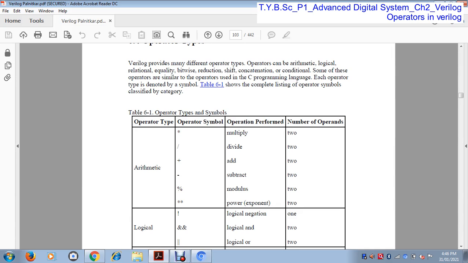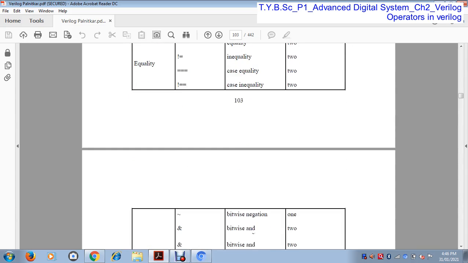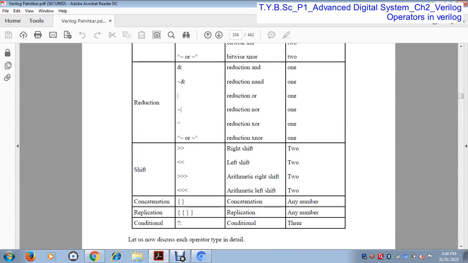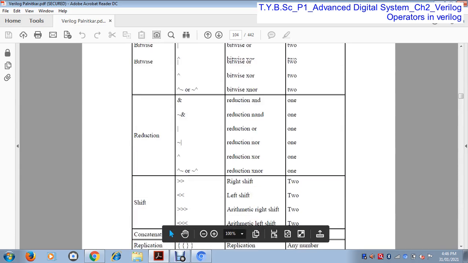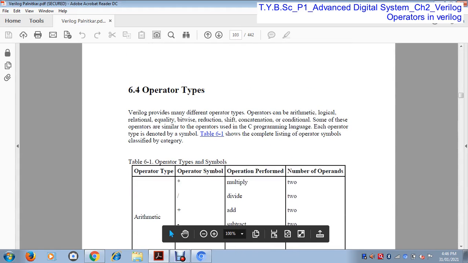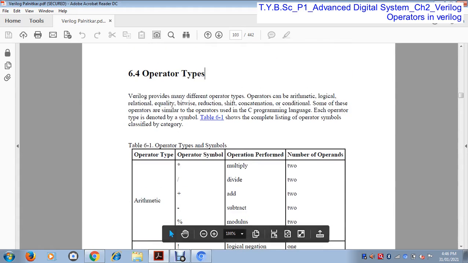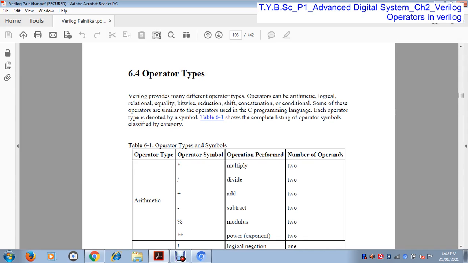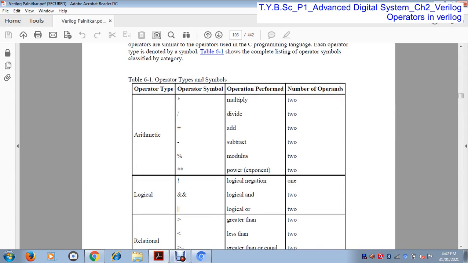Some of these operators are similar to operators used in the C programming language. The arithmetic, logical, relational, equality, bitwise, shift, and conditional operators are similar to the operators that we use in the C programming language. Only concatenation, reduction, and replication, these three operators are different in Verilog and C programming. The other operators are the same in both languages. So the first operator is the arithmetic operator.